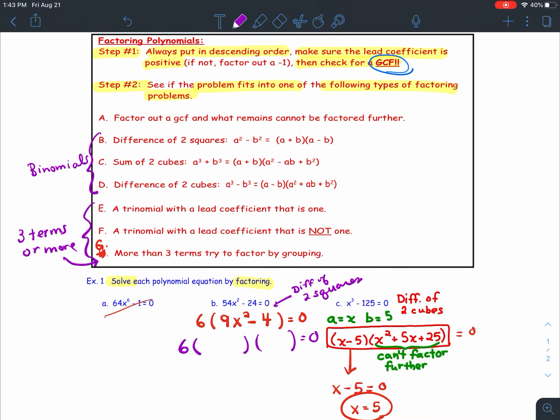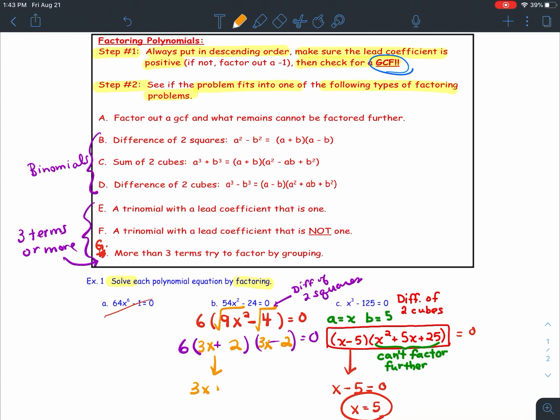Remember, our way of factoring a difference of 2 squares is to create 2 parentheses. We're going to put a plus in the middle of one, and a minus in the middle of the other. We're then going to take the square root of each term. The square root of the first term is 3x, and that should go in the first spot. Then the square root of the second term, that's 2, should go in the second spot. Now, if this was just an expression, we would stop right here.